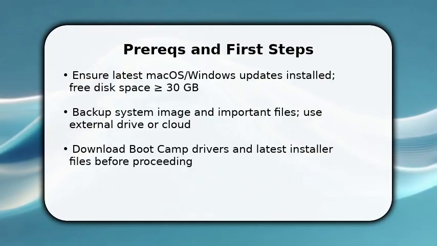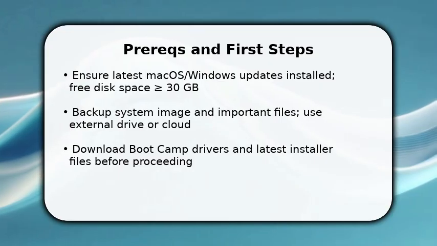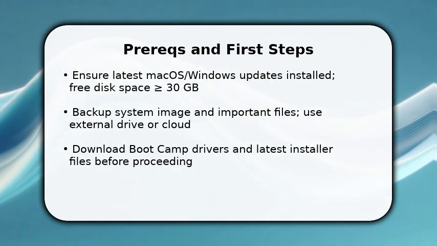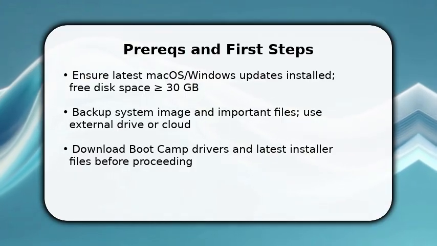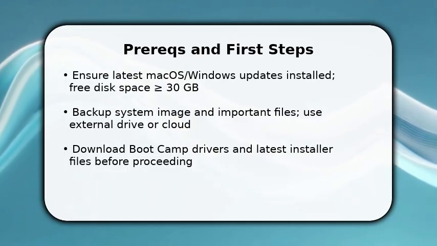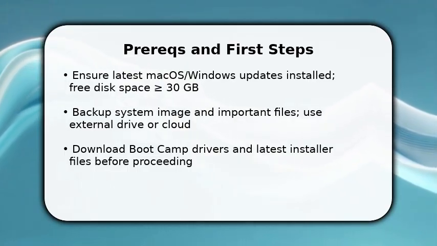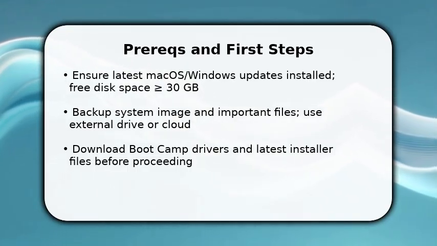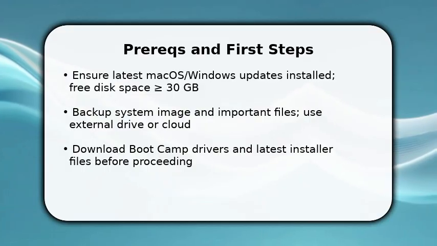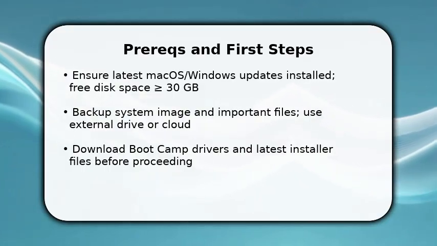You start by confirming prerequisites so the fix won't fail mid-process. You verify OS updates and free at least 30 GB. This prevents partition and driver errors. Once done, create a complete backup to an external drive or cloud so you can restore if something breaks. You also download the current Bootcamp drivers and installer. Make sure to match your OS build. These first steps reduce variables and give you a clean baseline to work from.